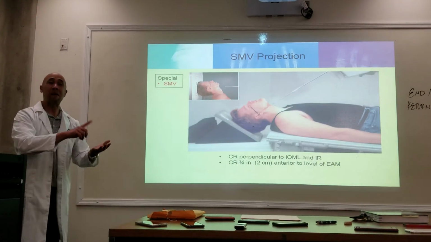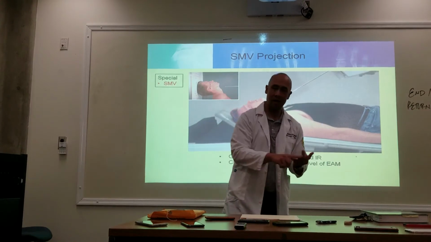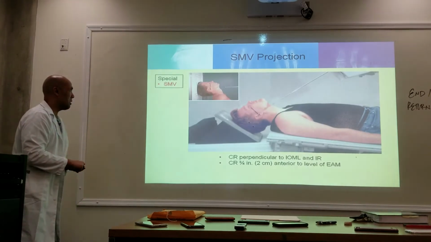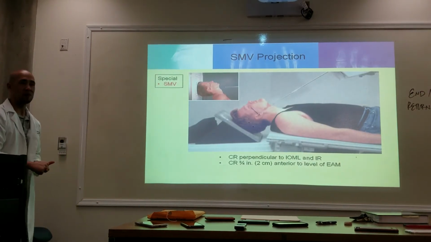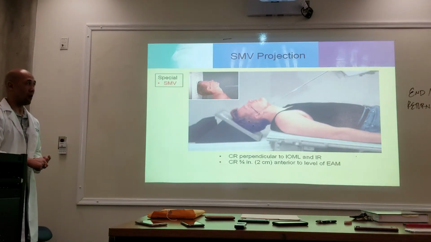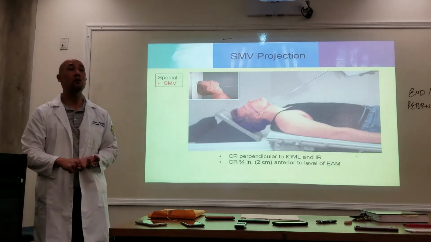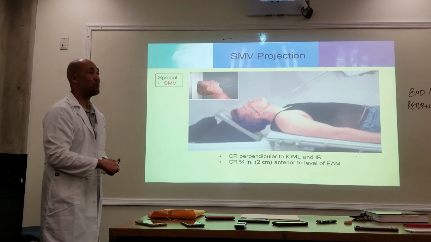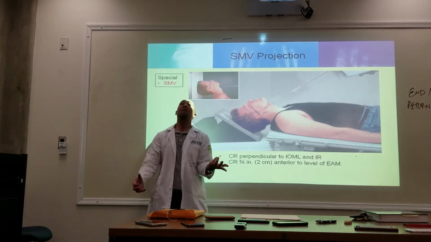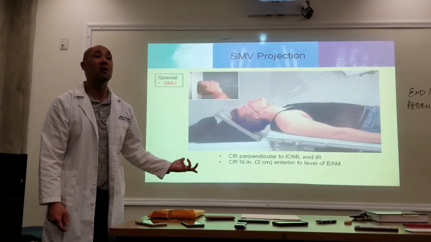All right, so those are your basic views and projections. It's going to be Towns, PA Caldwell, and then a lateral. Those are the basic views. This one here is a special view, known as the submental vertex. You have to be a contortionist to do this. It's hard to do. So if the doctor orders it, do it quickly, or set up your room and position them last. Don't position them while you're fumbling around with your equipment, because they're not going to be able to hold that position very long.